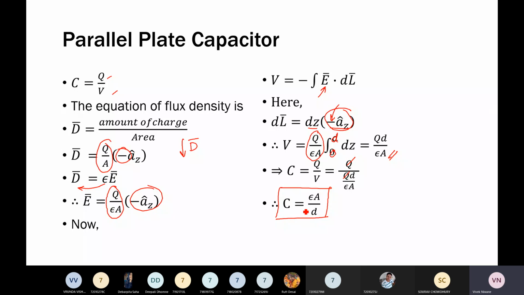You applied this formula in 9th standard, 10th standard, maybe in the first year of diploma and the first year of engineering. But this is how it arrived. Okay, this is how it came about, that's why C is equal to epsilon A upon d.